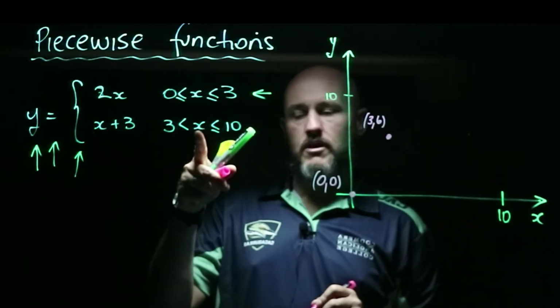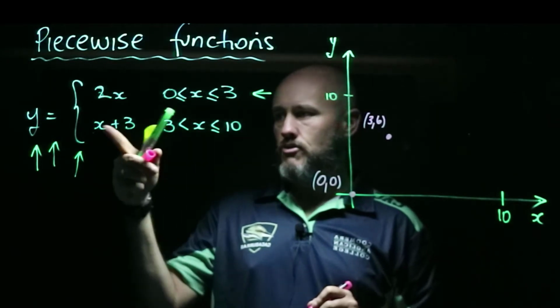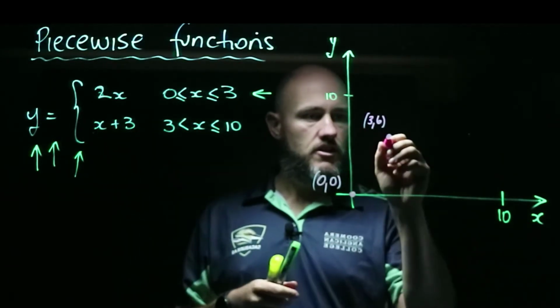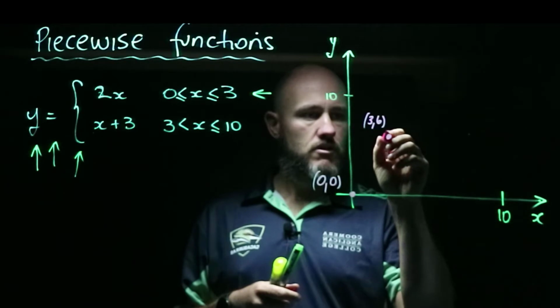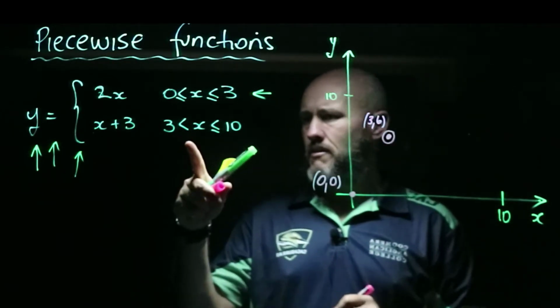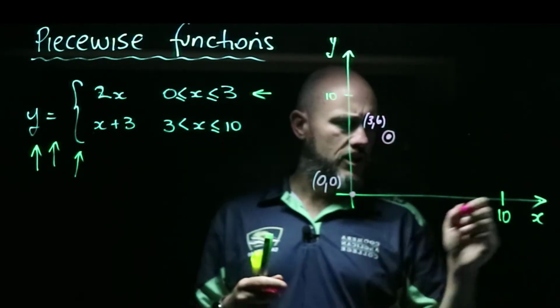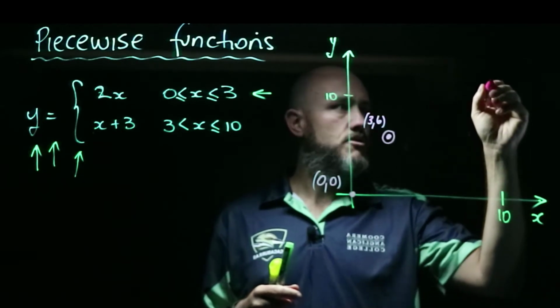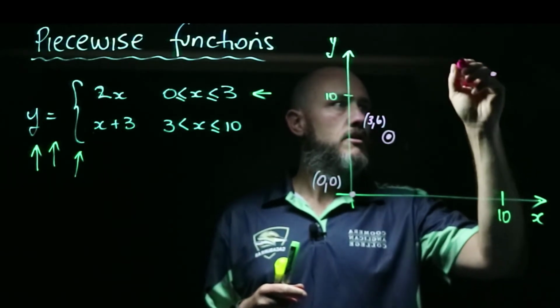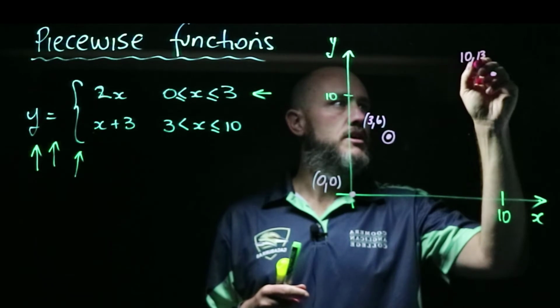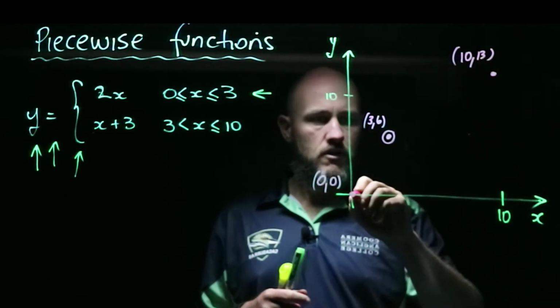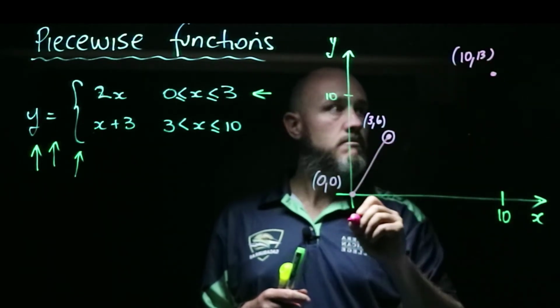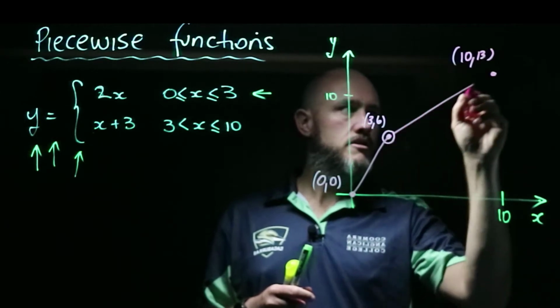Then, when I put it into this one, I start at 3, so 3 plus 3 is 6, so the next one starts there, but of course, I've got a circle, I'll explain that in a minute. And then when x is 10, I get 13 as we calculated before, so 10 goes up to 13, which is here, and I can mark the point (10, 13). And then I just connect them. So this connects to there, and this one connects to there.